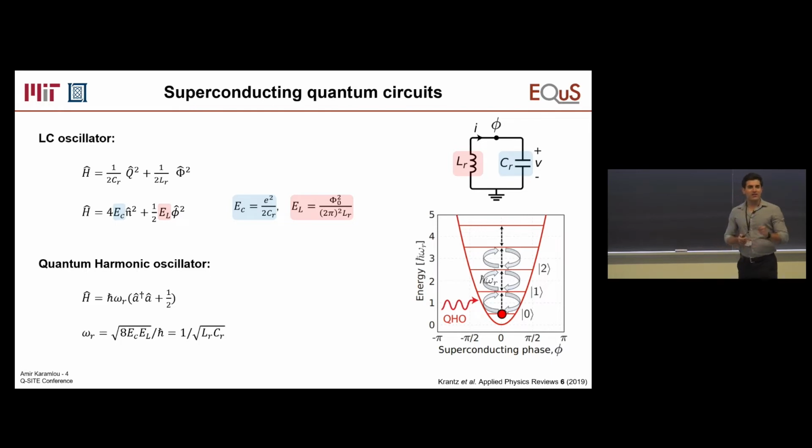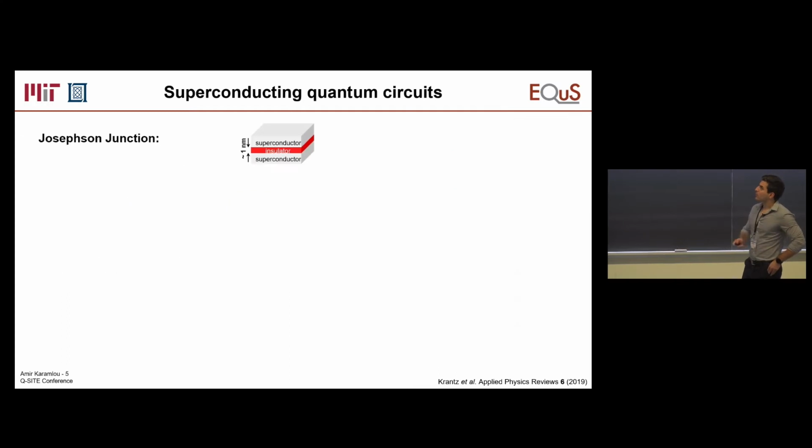OK, so the LC oscillator is not exactly the qubit that we're looking for. But now let's talk a little bit about another tool that we have available to us when we talk about superconductors, and that's a Josephson junction.